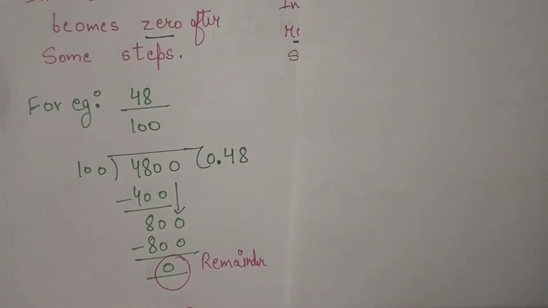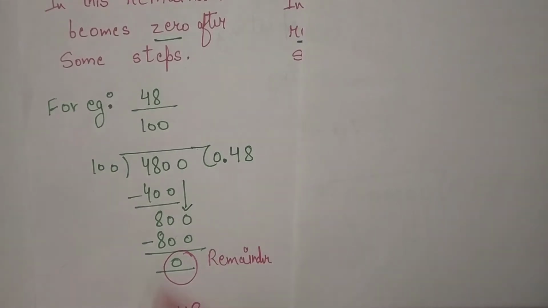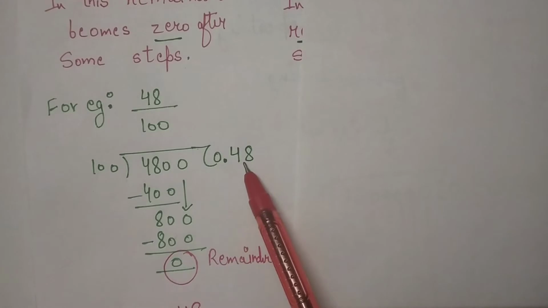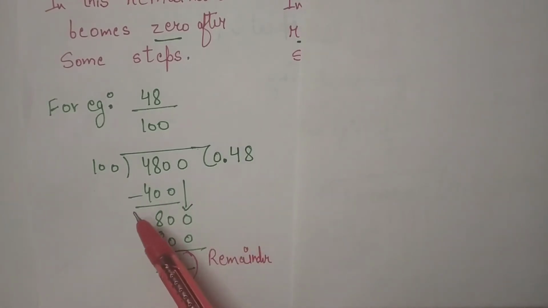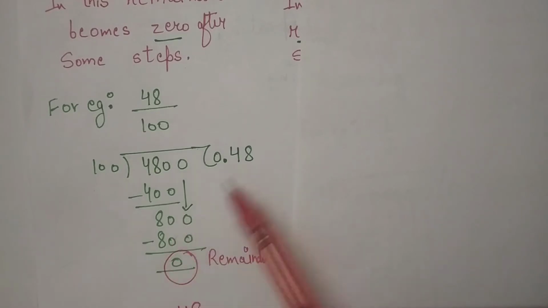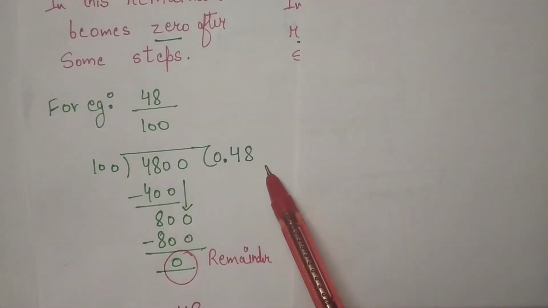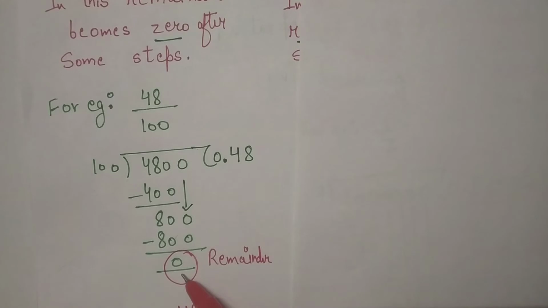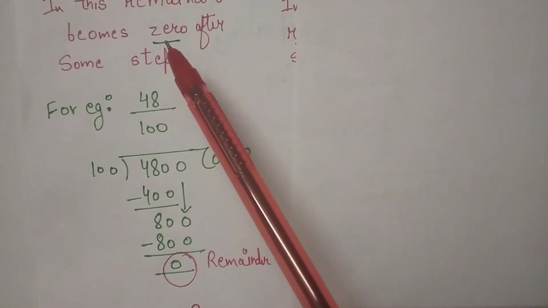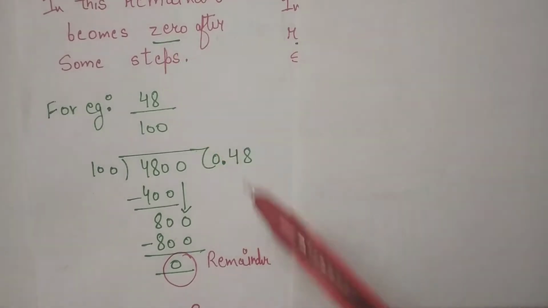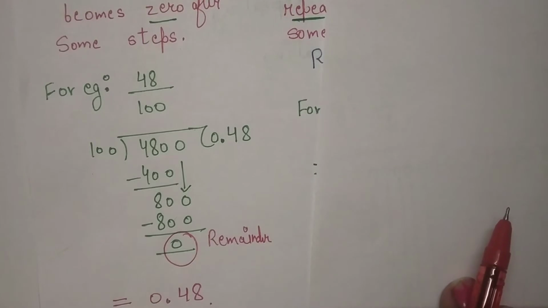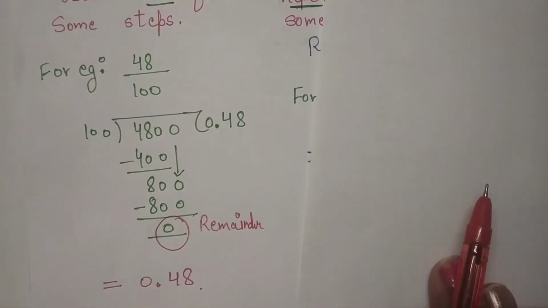48 by 100. I have divided here 48 by 100. 48 was smaller, so I put the decimal. At 4 I got 400. By subtracting, it got 80, and again putting 0 at 8 it got finished, and the remainder is 0. That was what we were talking about in the starting, that the remainder becomes 0 after some steps. So in this case we write 0.48.